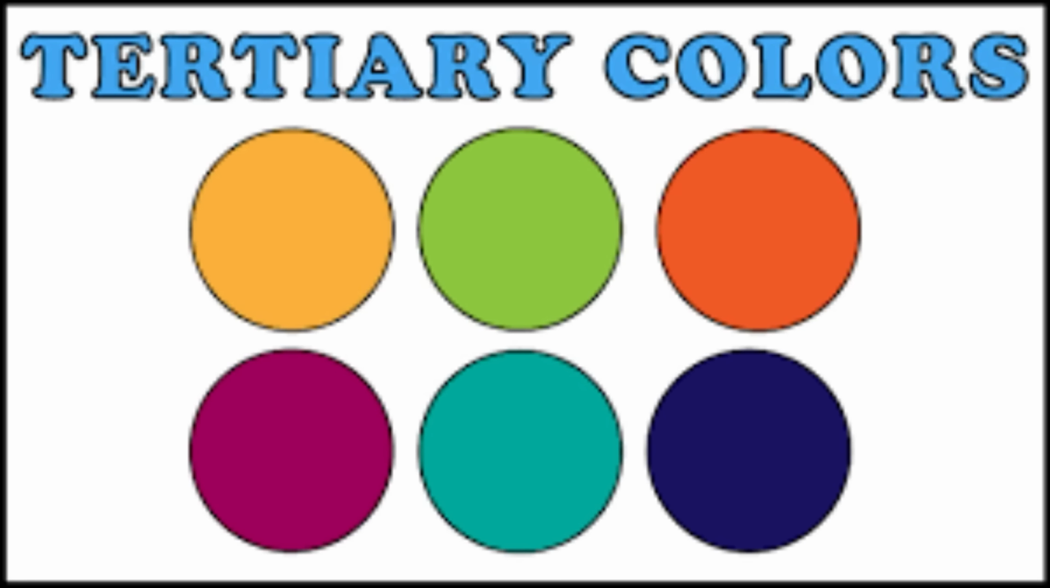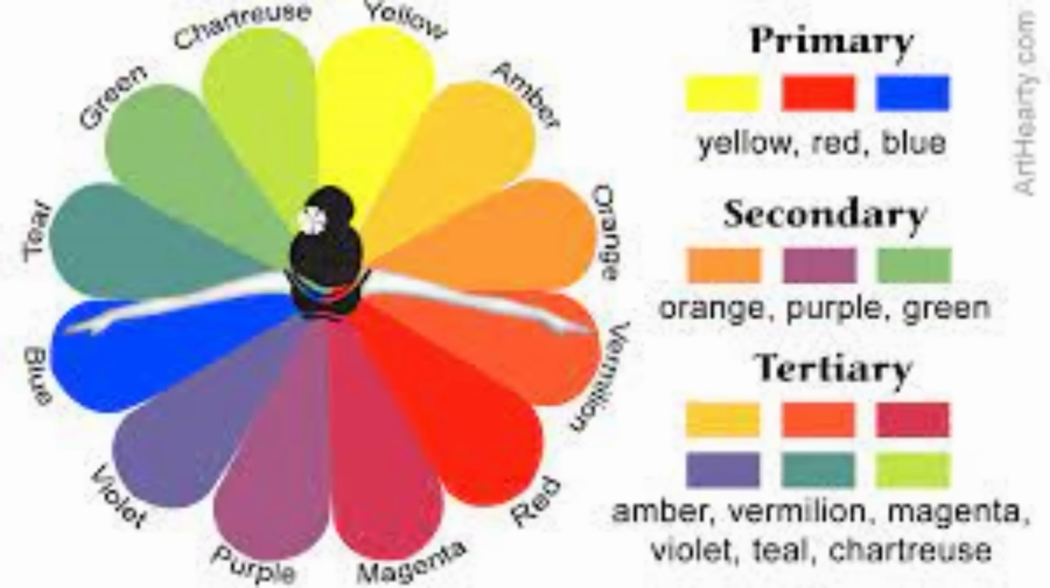A tertiary color is created by mixing equal parts of the primary and secondary color. On the color wheel, tertiary colors are positioned between primary and secondary colors.